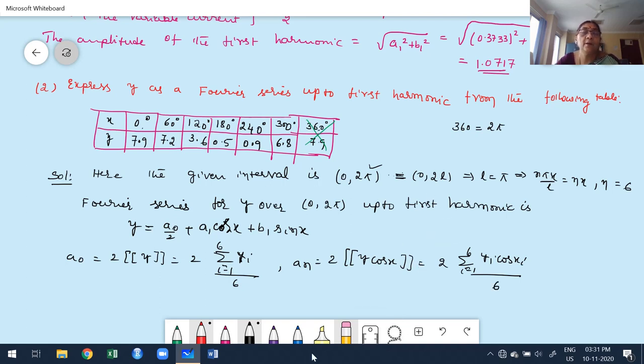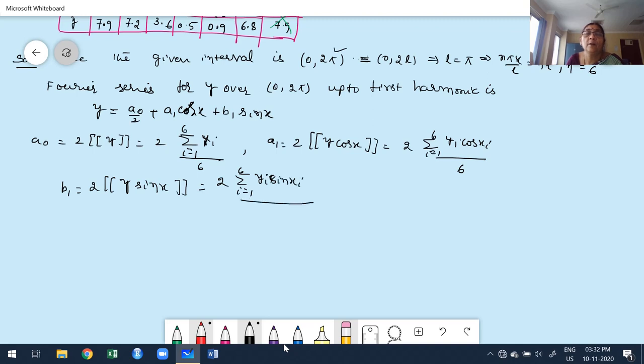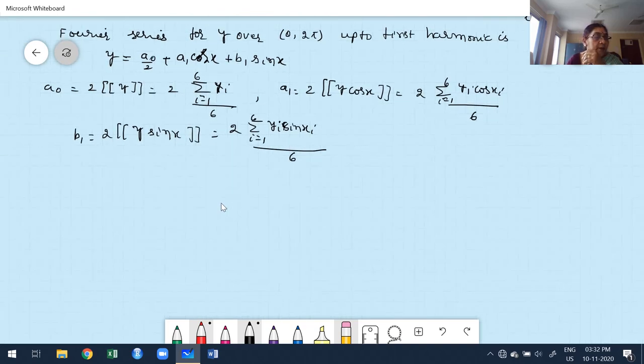Similarly, I have to write the formula for a1. This is a1, and next similarly I have to find b1. This is b1: twice the mean of y into sin x. It's nothing but twice the summation for i ranging from 1 to 6 of yi into sin xi, divided by 6. In the next step, what are the things required for the summation? First, you calculate using the table.